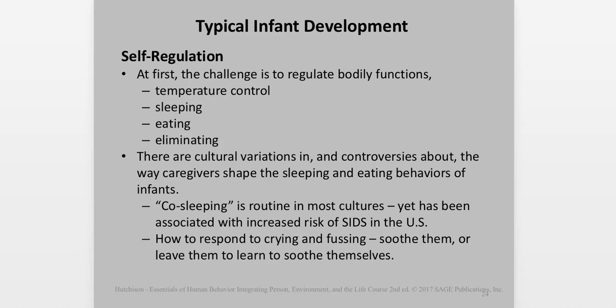Self-regulation is another issue for infant development, and as we mentioned in the last chapter, there are certain things, like temperature control, that the neonate has to begin to regulate almost immediately. Sleeping, eating, and eliminating are all issues that anyone who's had a newborn in their home knows. This can disrupt the parents' sleep cycle, and the whole day sometimes gets upended in trying to deal with a newborn's sleep cycle and eating cycle and those kinds of things.